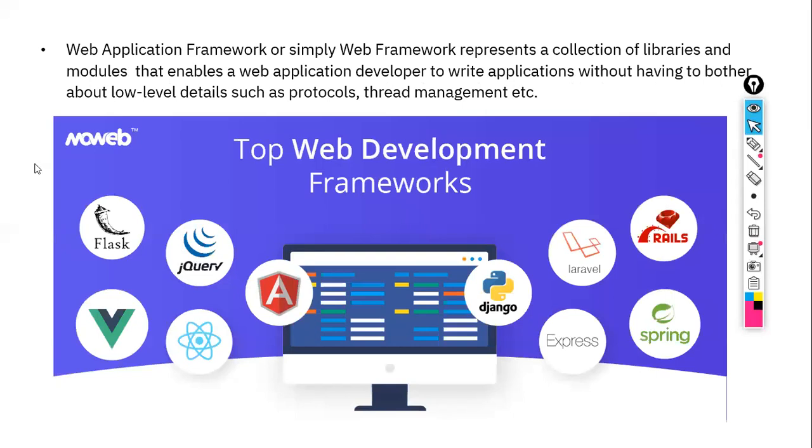Basically, this is a web framework, or web application framework, or simply a web framework. It is a collection of libraries. In Python we have Django, then Flask; there are also jQuery, Express, Spring, Rails, React JS. We have different types of web frameworks. Basically, it's a collection of libraries or modules that enables us to develop a web application.